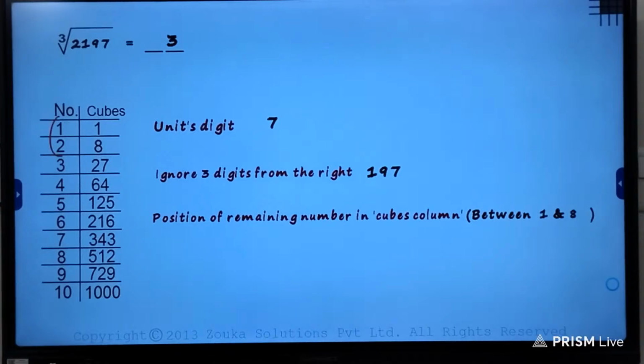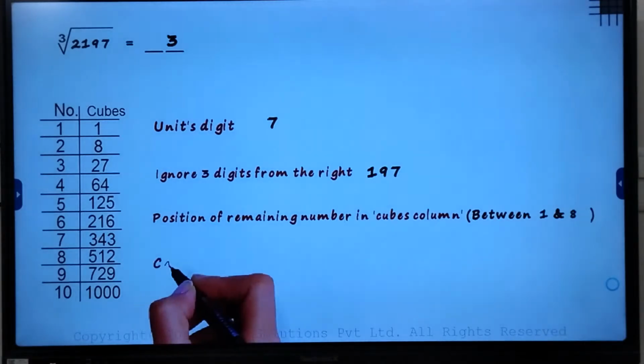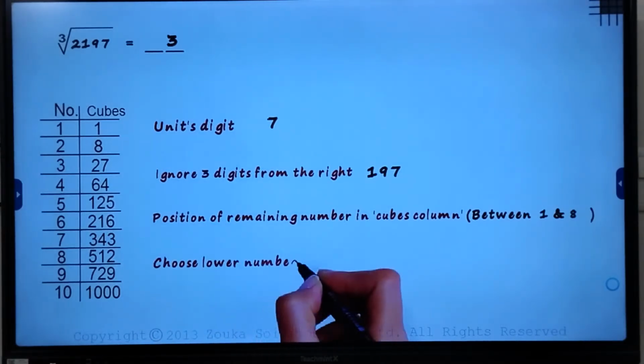We basically look at the corresponding number column. The last step is very important. Now that we know where it is placed, we choose the lower number in the corresponding number column.